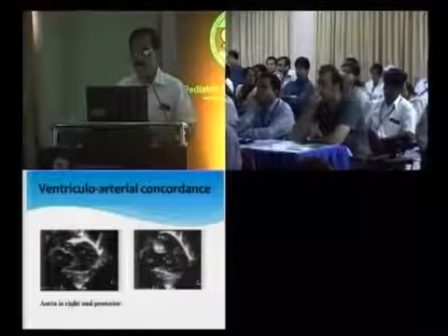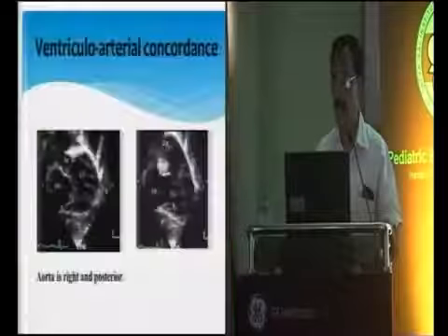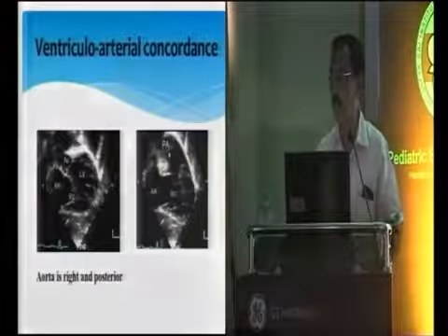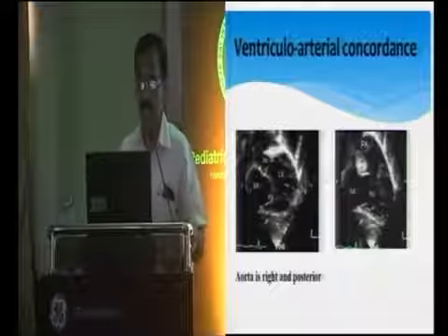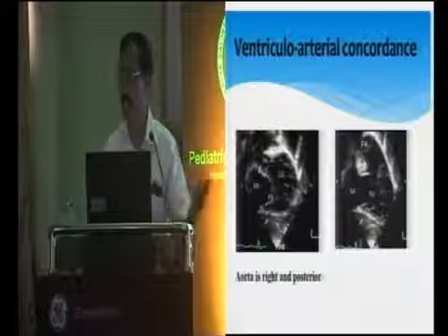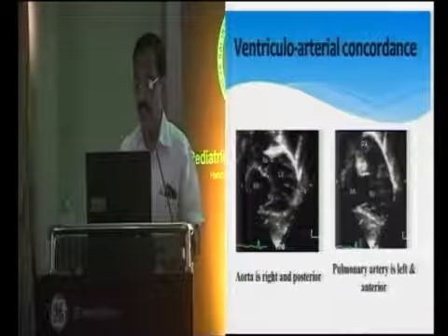So here as you can see the aorta, which is posterior and to the right side, and you can understand the pulmonary artery, which is a little anterior and to the left side. When the right atrium opens through the right ventricle to the pulmonary artery, it is a ventriculo-arterial concordance, and LV opening to the aorta again is ventriculo-arterial concordance.